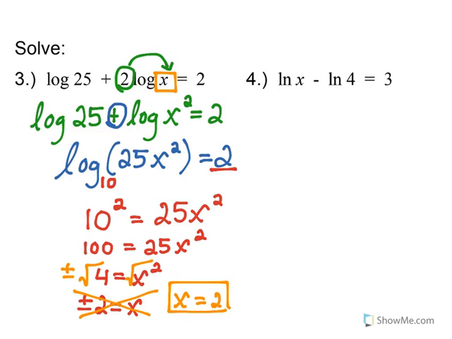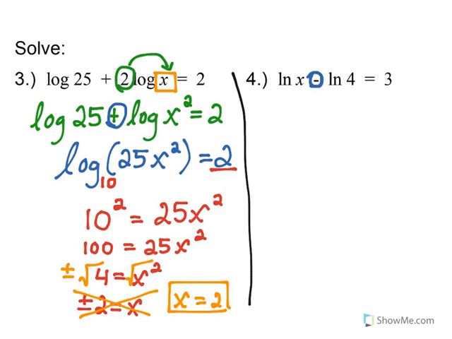Okay? But again, it's important to show all possible solutions and then eliminate or discard the values that don't work in the original equation. Okay, so that's our first one. Let's take a look at problem number 4. So for problem number 4, same sort of situation, only now we have natural log, but I can still start by condensing, okay? So right here I have the subtraction involved.